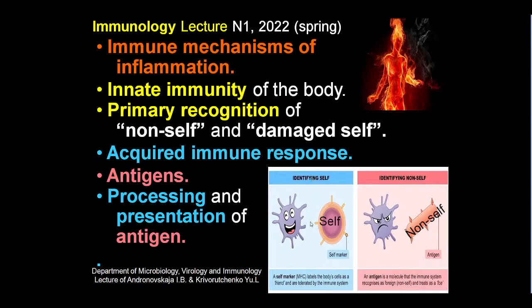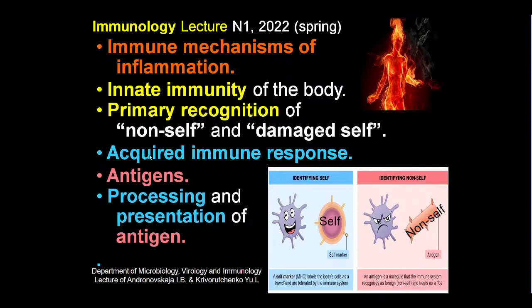What here we see: a gray lymphocyte, our protective cell, enjoys finding the self cell. The other lymphocyte, drawn in the right direction, is angry because he is a non-self bacterium. It means this recognition of non-self and damaged self is the basis of all immunology.